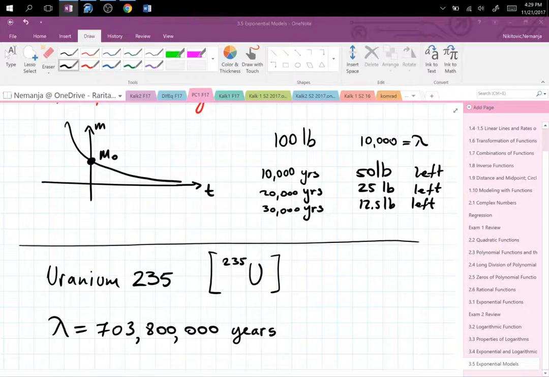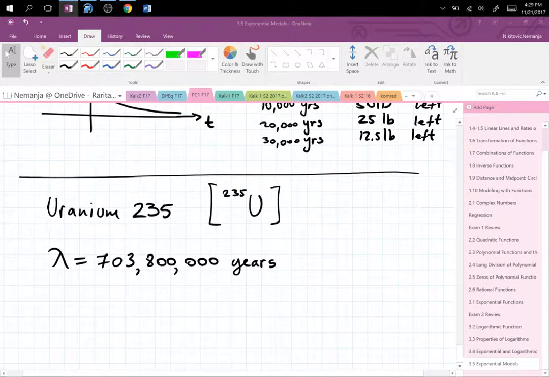So this means that you have to wait 703.8 million years to see 1 pound of uranium decay to half a pound of uranium. And then another 703.8 million years to see that half decay to a quarter. And go on like that over and over again.